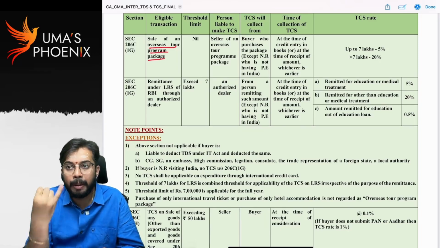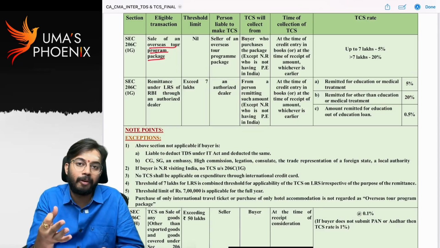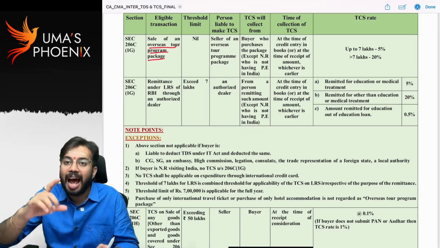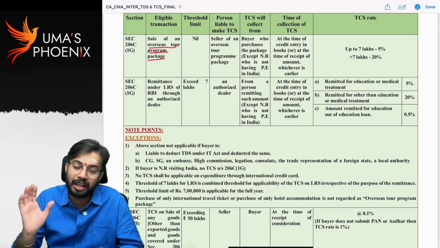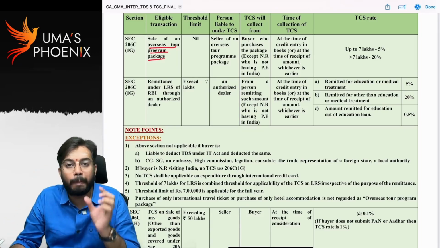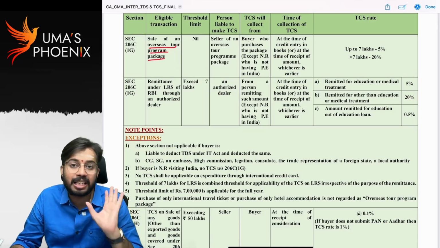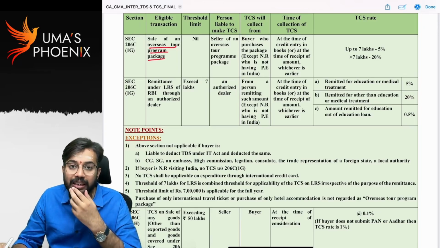Food will be provided by him, hotels will be provided by him, cab facilities are provided by him, flight tickets will be provided by him. For doing all these activities as a package, a lump sum amount he is charging. This amount we call as tour package. So whenever I purchase an overseas tour package, then TCS will be collected under section 206C(1G).